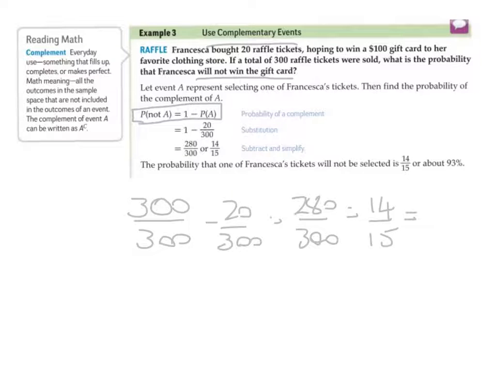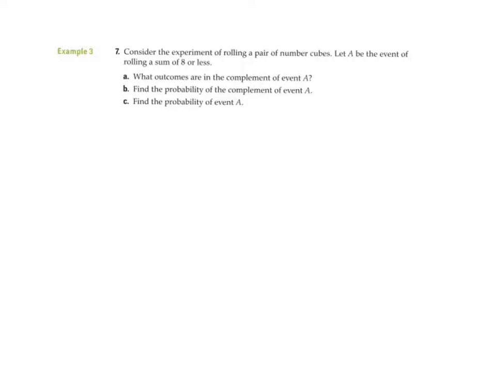And if you do 14 divided by 15 in your calculator, there is a 93% chance that she would not win. Okay, so even buying 20 tickets out of the 300, there's only a 7% chance that she would win. So complementary, what's the chance it would not happen? Okay, so now let's look at example 3.